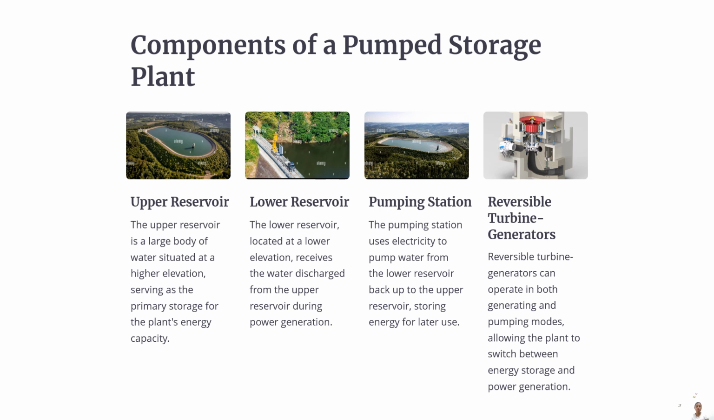So the lower reservoir is located at a lower elevation, and receives the water discharged from the upper reservoir during power generation. So the pumping station uses electricity to pump water from the lower reservoir back up to the upper reservoir, storing energy for later use. So reversible turbine generators can operate in both generating and pumping modes, allowing the plant to switch between energy storage and power generation.